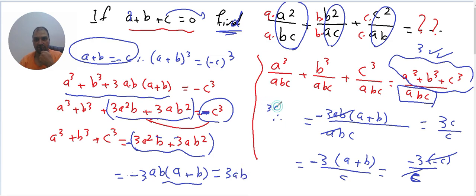Then the value here 3ab over 3abc. Okay, over denominator abc. You can cancel together 3. Okay, or write the answer like this.